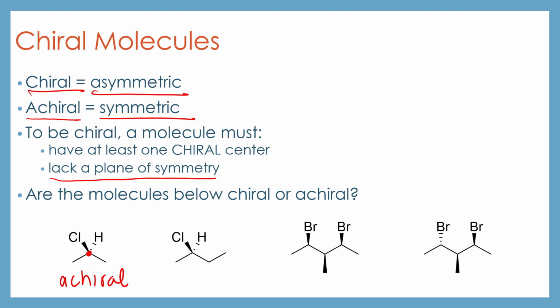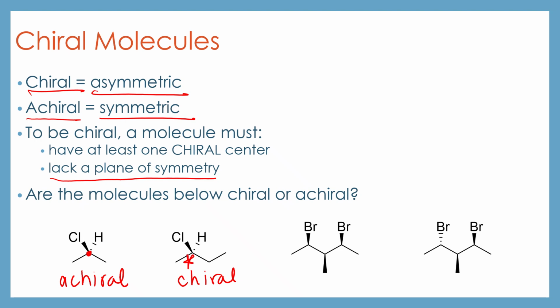On this next one, looking at this carbon, we have a chlorine, a hydrogen, a methyl, and an ethyl. These are 4 different groups, and therefore this molecule is chiral. And so is this carbon. I'm gonna make that cleaner, a little star.